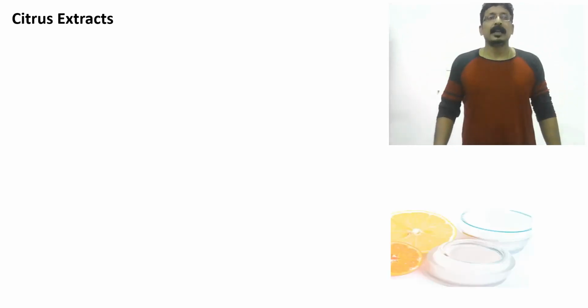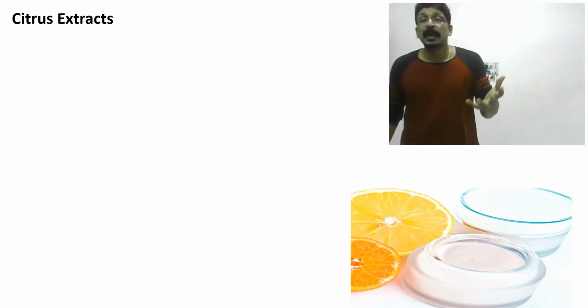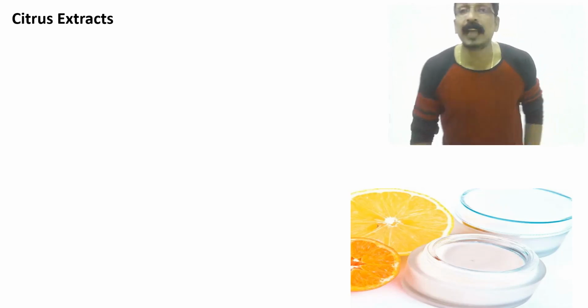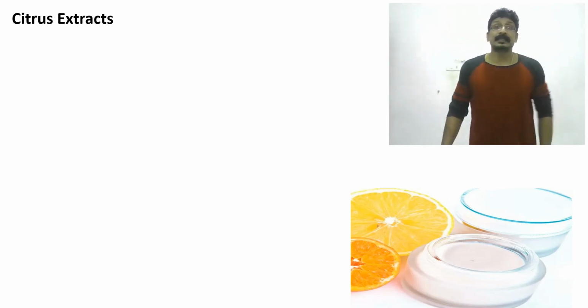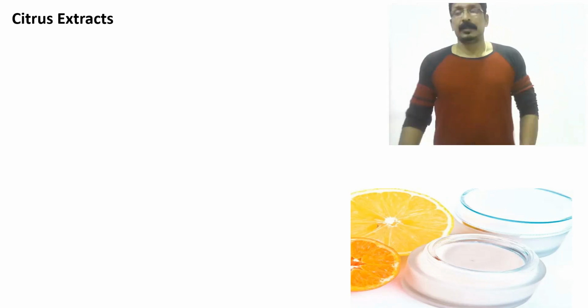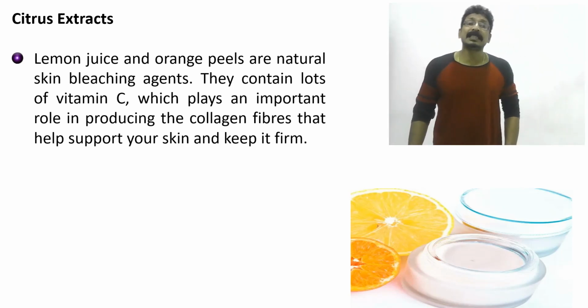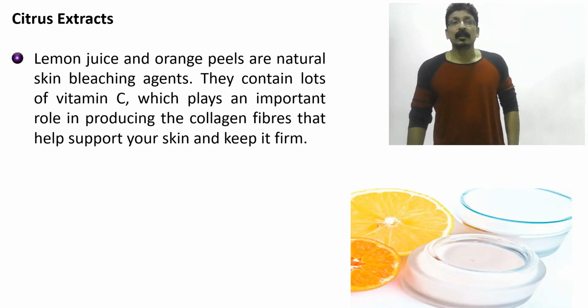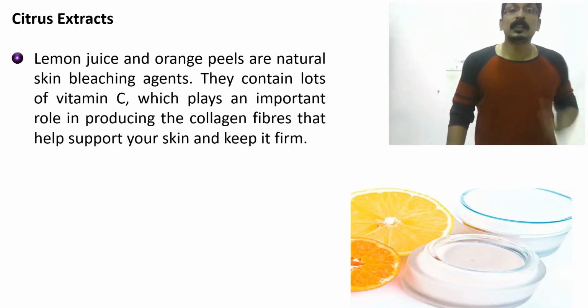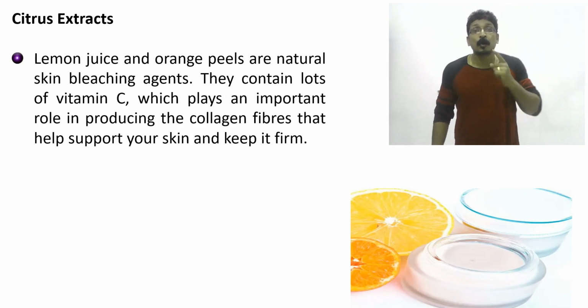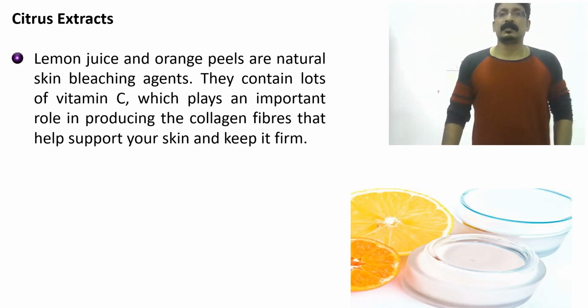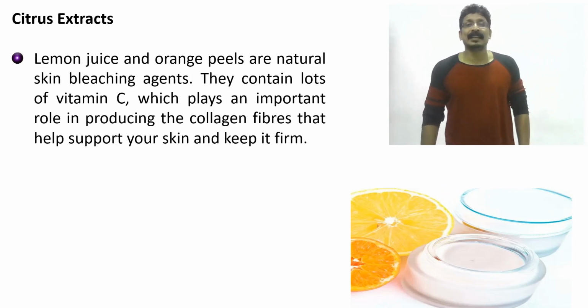Now you see citrus extract. Just now we made one paste, a golden yellow paste for bleaching preparation, which we did very simply. And in that we also added this citrus extract from lemon. Even orange can be used. Lemon juice and orange peels are natural skin bleaching agents. They contain lots of vitamin C, which plays an important role in producing the collagen fiber that helps support your skin and keep it firm.